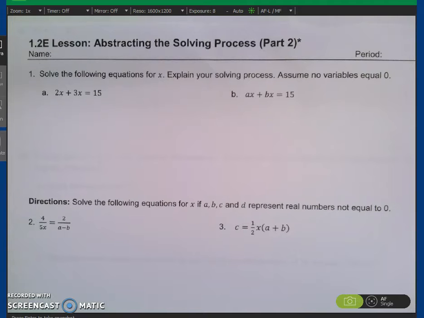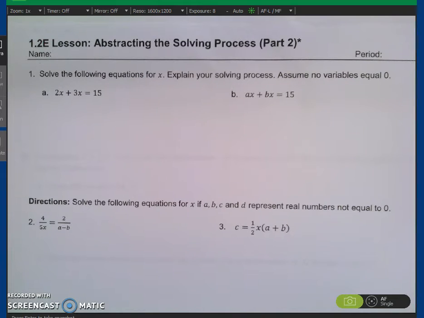You should have 1.2e lesson, 1.2e classwork open on your screen. We're going to be abstracting the solving process part 2. Last time we looked at this, we had gotten rid of the numbers and just were dealing with variables. And today we're going to be doing the same thing.